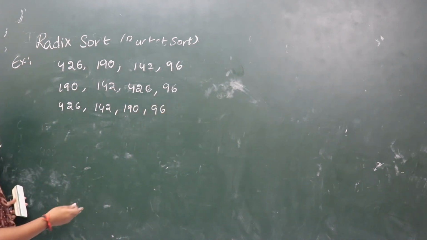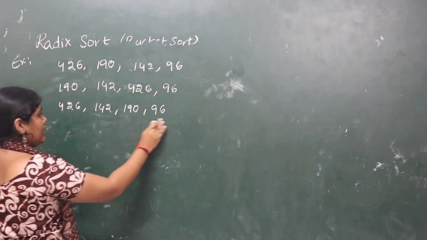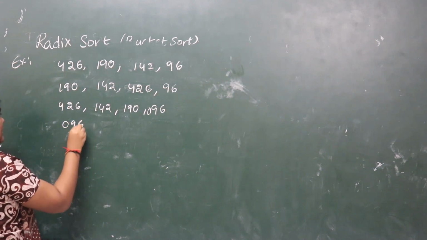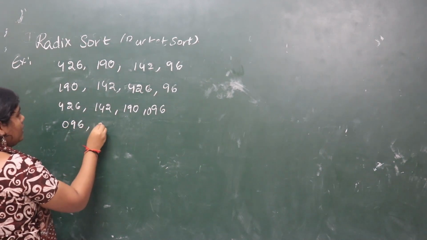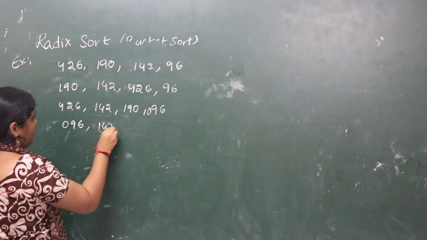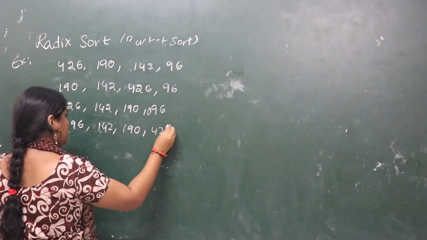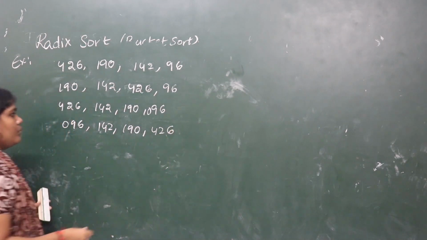So this is how, and we are going for the hundreds position. Here there is no hundreds digit, so it will be 0, so it will be first, that is 0, 96 and 1. So this is how Radix sort happens.